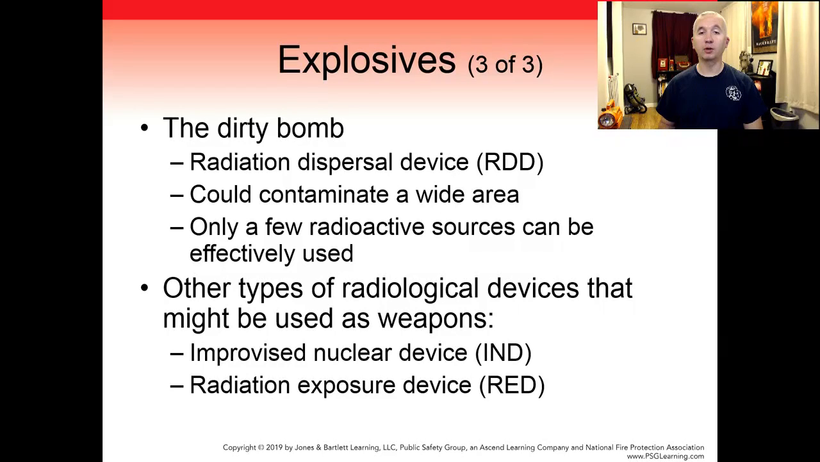The dirty bomb is defined as a bomb or radiation dispersal device, which could contaminate a wide area. Only a select number of radioactive sources can be effectively used as an RDD. Other types of radioactive devices that may be used as weapons can include an improvised nuclear device. This is a weapon fabricated from fissile material capable of producing a nuclear explosion. And a radiation exposure device. This is a radioactive material in a sealed container located where persons nearby would receive a direct exposure.